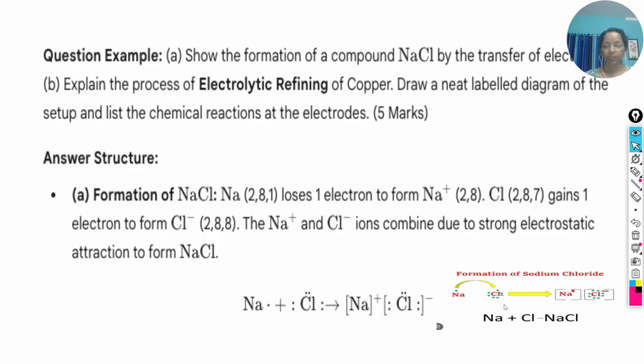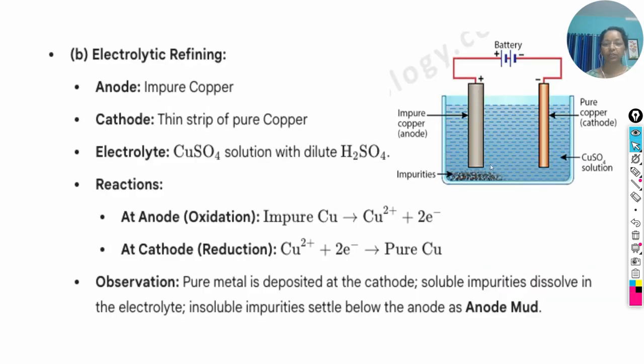Then the second part is the process of electrolytic refining. That also you can draw the diagram like this. You can explain each and every point: anode, cathode, electrolyte, reaction at the anode and at the cathode. At the anode, copper forms copper ions, and at the cathode, copper ions gain electrons, giving pure copper. They are asking for the observation. Pure metal is deposited at the cathode. Soluble impurities dissolve in the electrolyte. Insoluble impurities settle down at the bottom, and we call it anode mud.